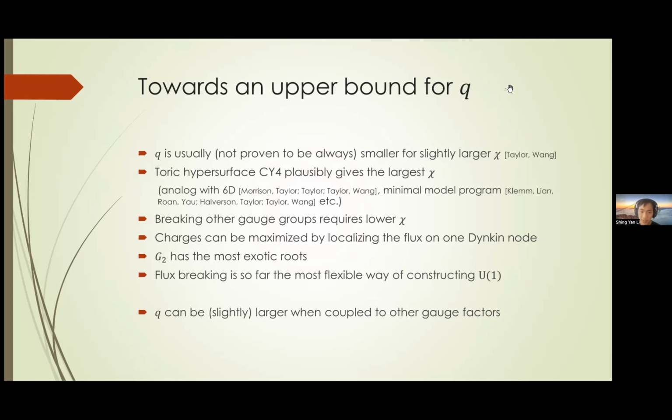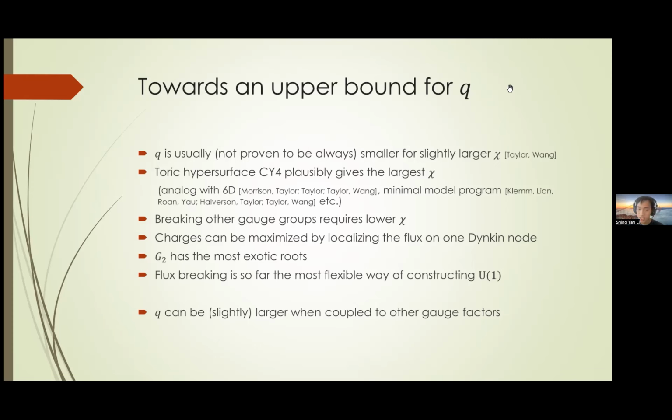And the second point is, no matter which nonabelian factors you choose at the beginning, we notice that you can just maximize the charges by localizing almost all the flux on one of the Dynkin nodes. And that means even if you add many more Dynkin nodes on the other side in the Dynkin diagram, we believe that will not affect the results so much. So that means picking other gauge factors, we believe, won't modify the procedure very much.